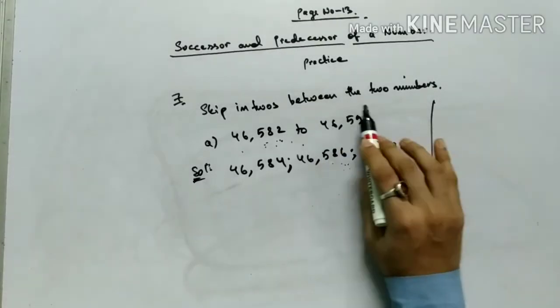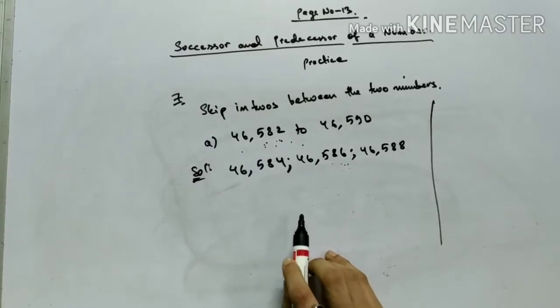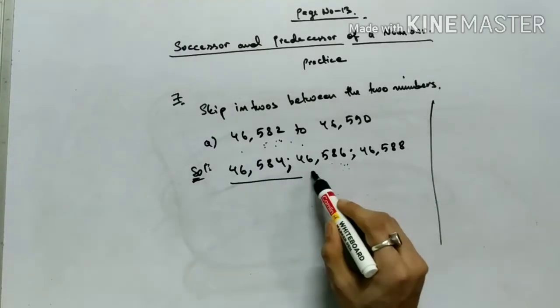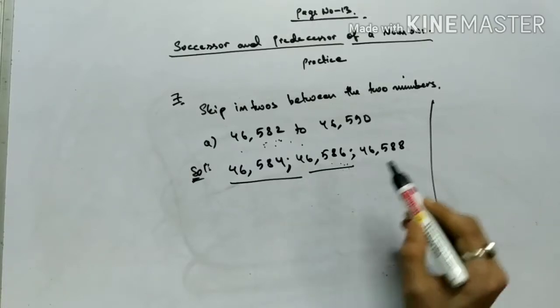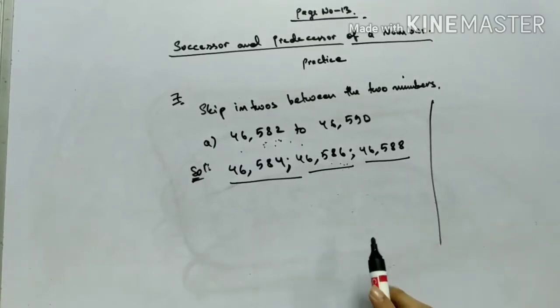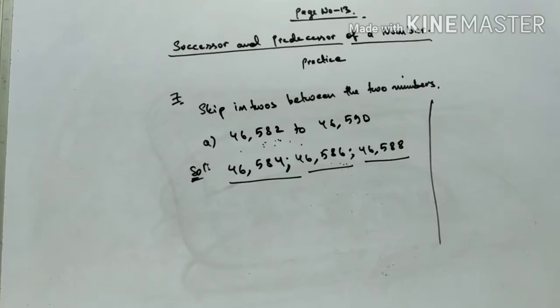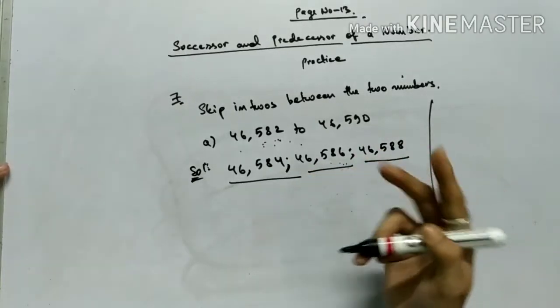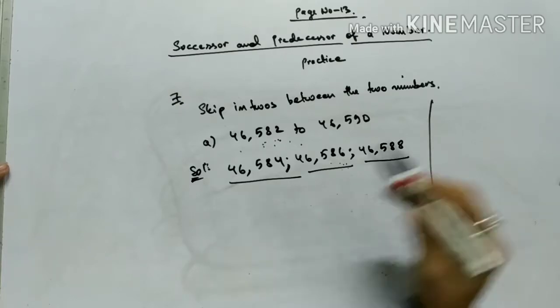Skip in twos between the two numbers. So the numbers are 46,584, 46,586, and 46,588. Understand? And one thing I am saying, if you want to find it, skip two numbers. That means two numbers I will have to skip.